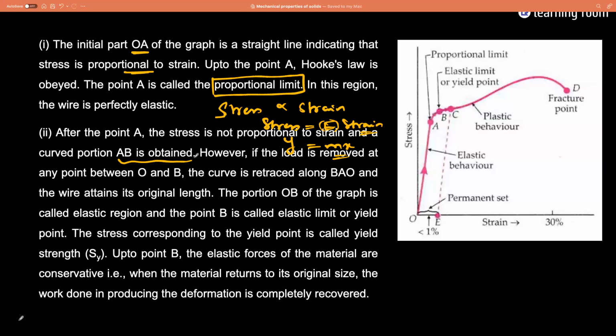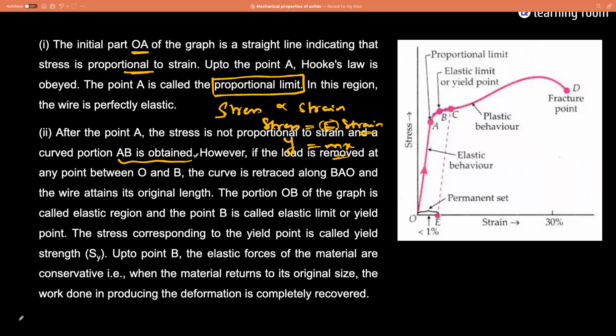However, if the load is removed at any point between O and B, the curve is retraced along the path BA. What is going to happen? Though you are going to slightly increase the load beyond the proportional limit, you can see that the curve is no more going to be a straight line. So when it is no more a straight line, what is it trying to mathematically indicate to us? It is trying to say that stress is not anymore proportional to the strain. So when they are proportional, what should have happened? It should always be a straight line.